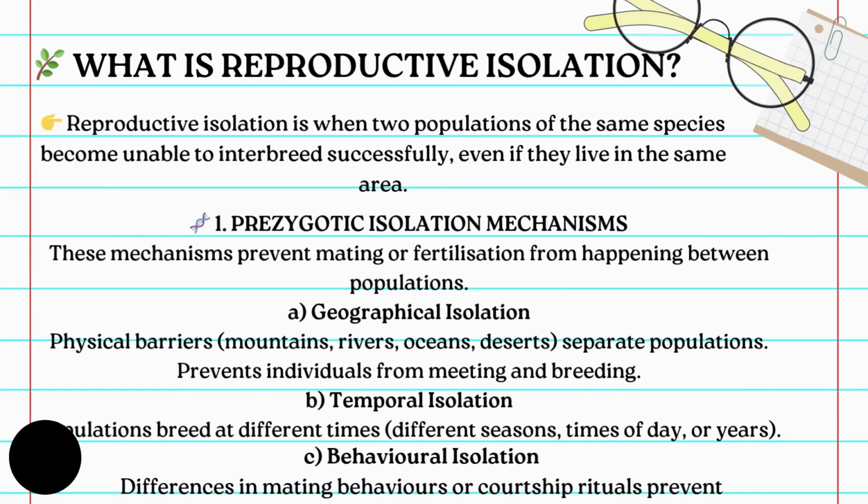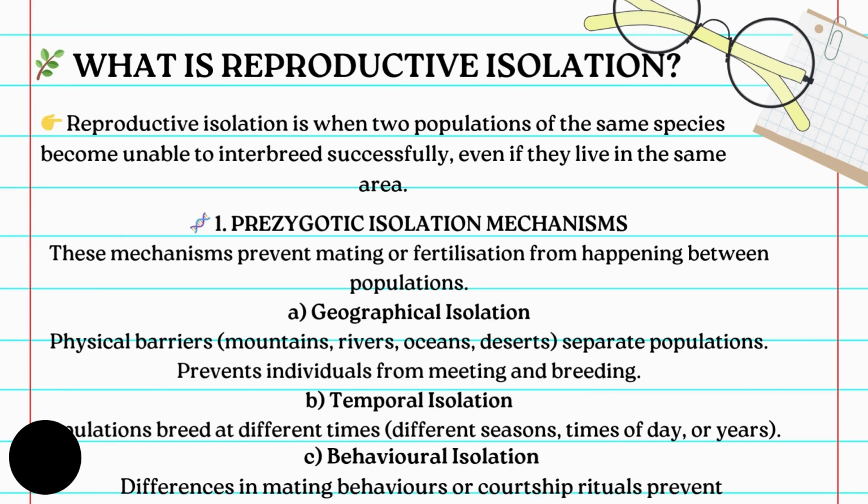And then reproductive isolation. Reproductive isolation happens when two populations of the same species become unable to interbreed successfully, even if they live in the same area. There are two different kinds of reproductive isolation. One happens before mating, called pre-zygotic isolation. This prevents mating or fertilization from ever happening.